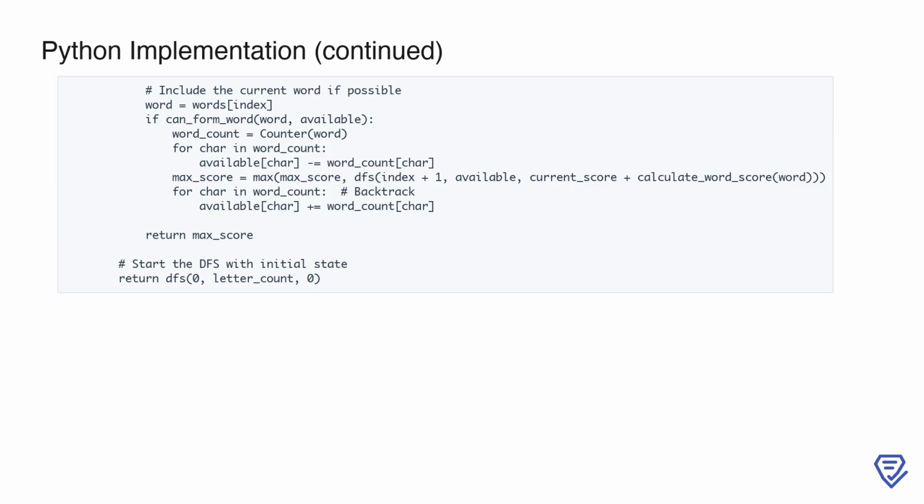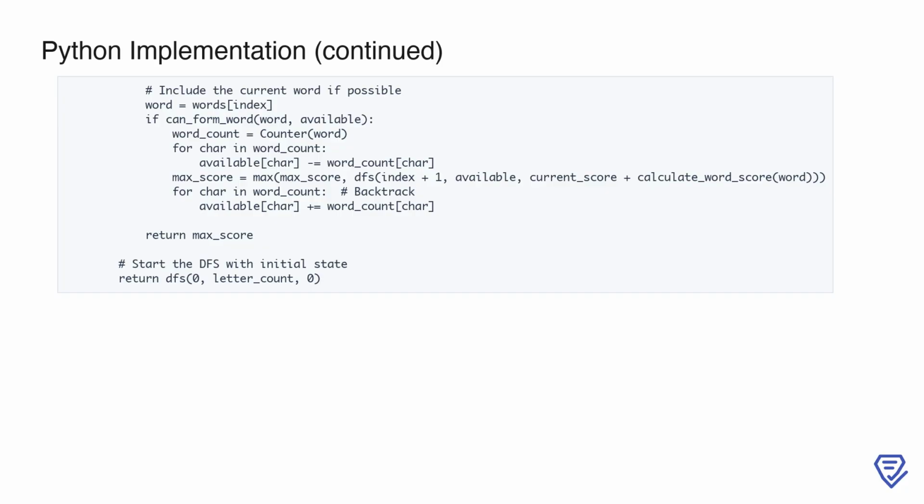available letters. We retrieve the current word using the index, and if the can_form_word function returns true for this word, we proceed to subtract the frequencies of its letters from the available pool using a Counter. We then recursively call DFS, adding the word's calculated score to the current score and updating the maximum score accordingly. After this, we backtrack by restoring the letter frequencies to their original state, ensuring that other recursive paths remain unaffected. Finally, the DFS function returns the maximum score obtained either by including or skipping the word at the current index.